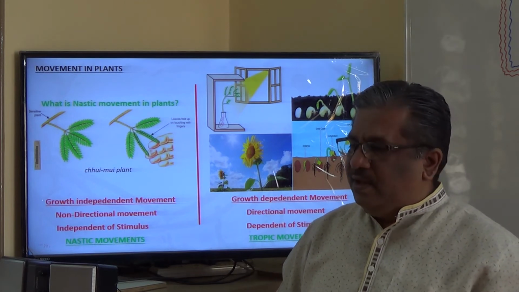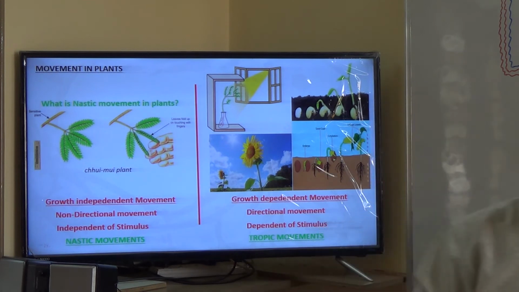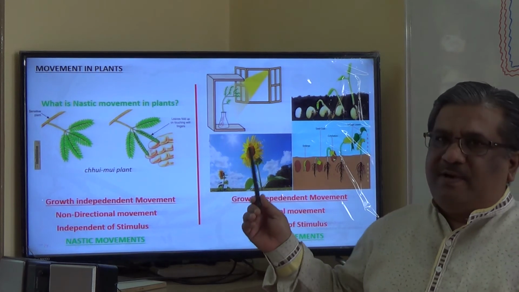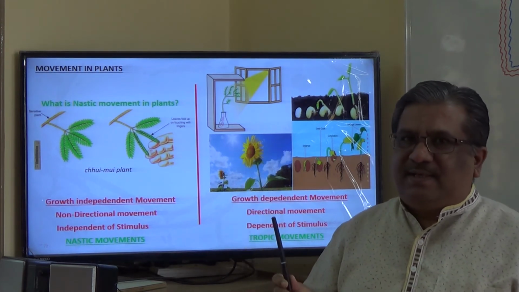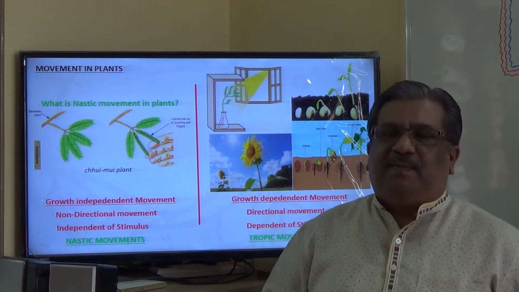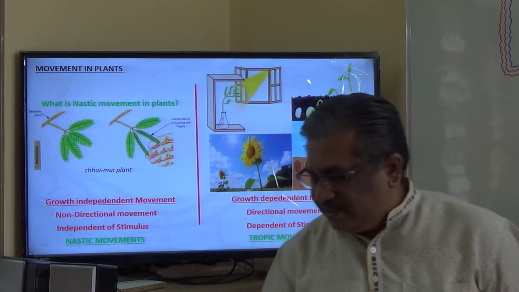Clear? Read this, observe this yourself once again. Look at the diagram. I hope you have read all these contents and understood the main two types of movements in the plants, tropic movements and nastic movements. Next.